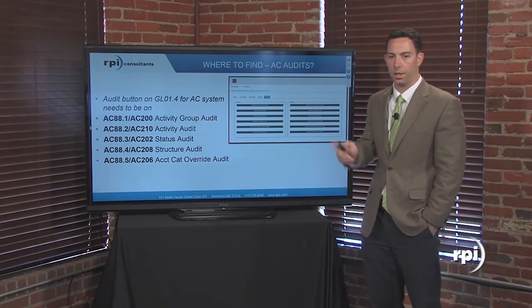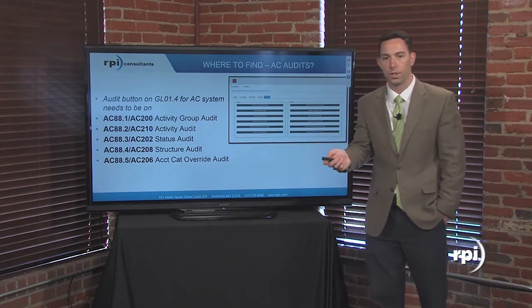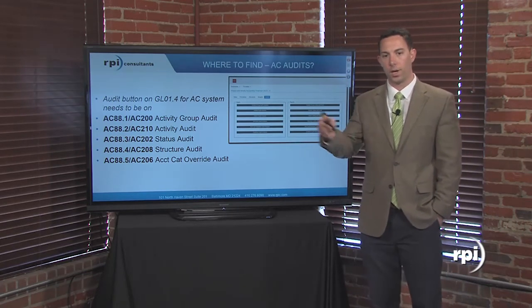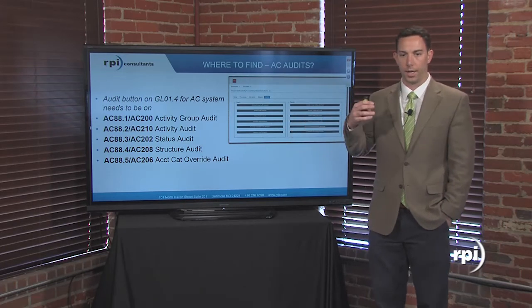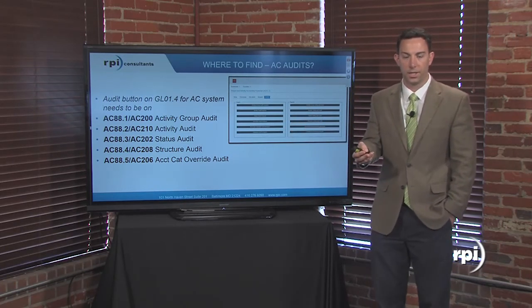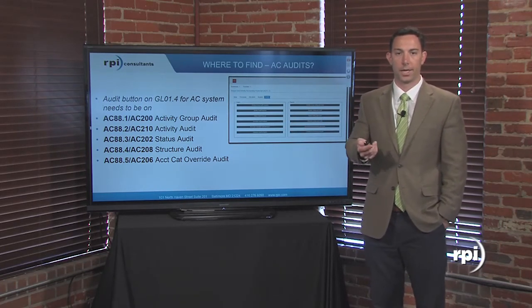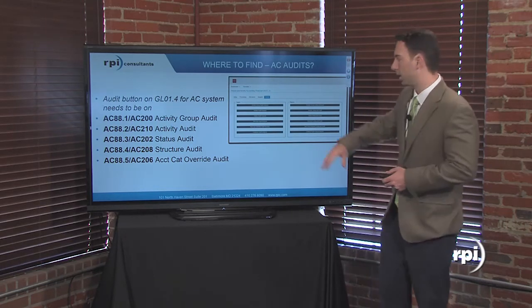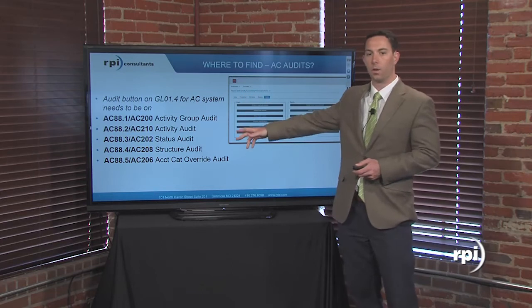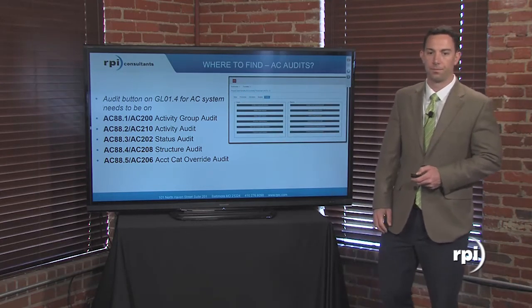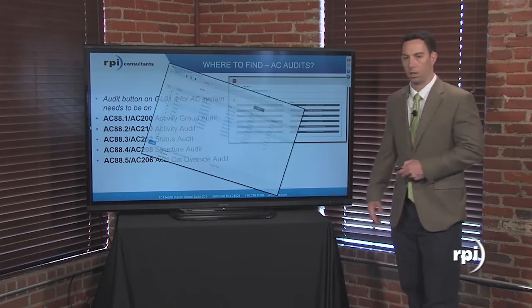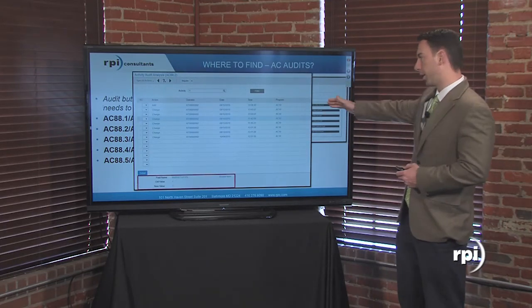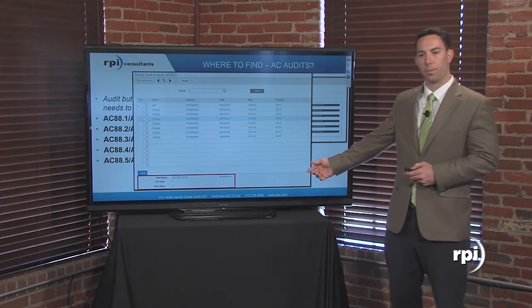AC, you want to go to GLO 1.4 to turn this on. It's a button at the bottom. Click that on, and from that point on, you can start auditing any changes to your activity group, your activity, your status, your category structure, account category overrides. And as you can see, there's reports associated with all those audits too. You've seen one, you've seen them all. You put your cursor in the right row and you see what's changed at the bottom.